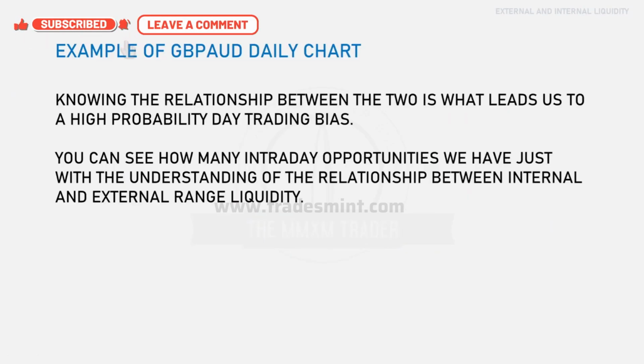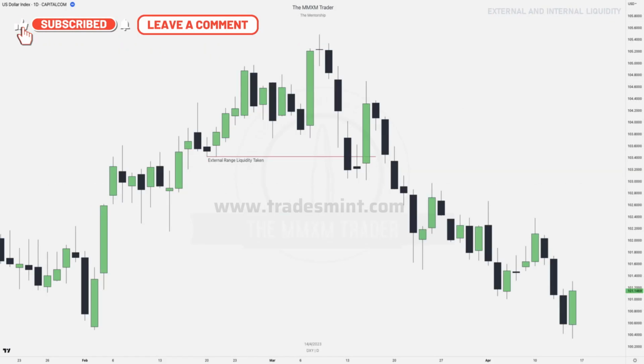Knowing the relationship between the two is what leads us to a high probability daily bias. You can see how many intraday opportunities we just had with the understanding of the relationship between internal and external range liquidity. All right, we've got a US dollar index daily chart. Again, example after example, and this is what you need to see. You need to train your eyes for external to internal to external, and it will make your reading of bias a lot better. And sometimes you don't know what the draw on liquidity is, but using external to internal and internal to external, it will make it a little bit easier and, might I say, more accurate.